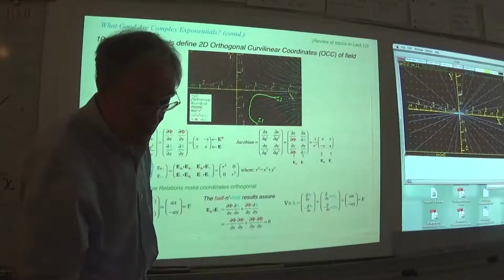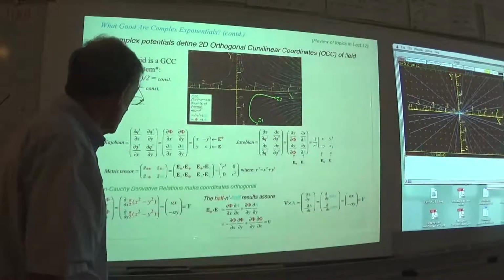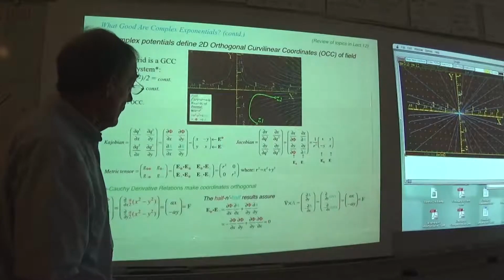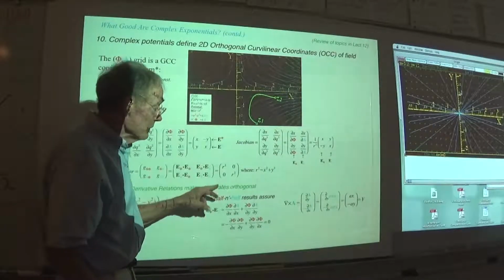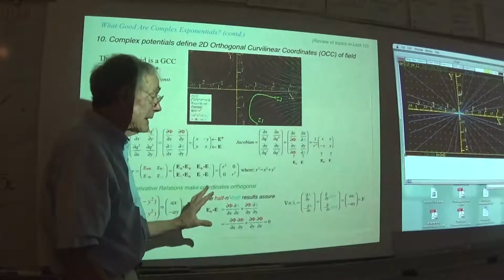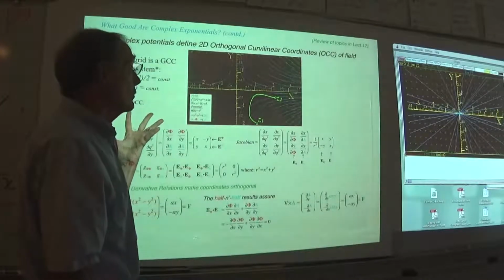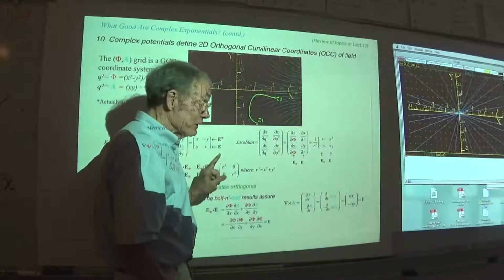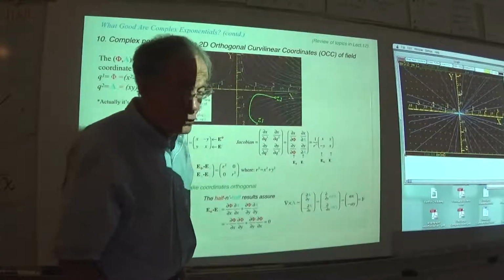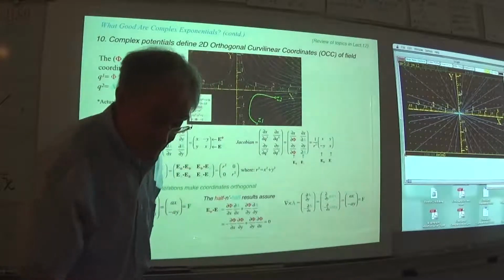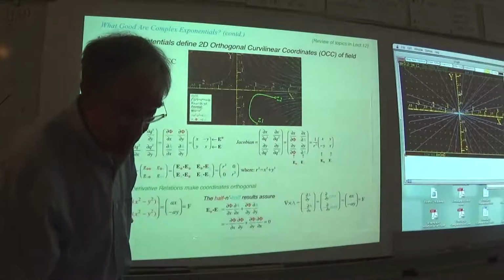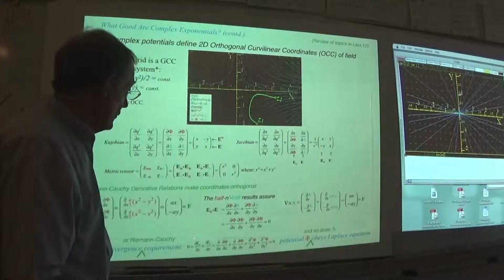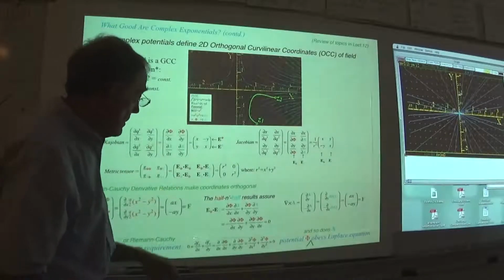But that is just one part of the story. The main thing is that it is the Riemann-Cauchy relations that make us have an orthogonal coordinate system, but they have even more symmetry than that. They do give us a unit metric, just like the Cartesian metric.